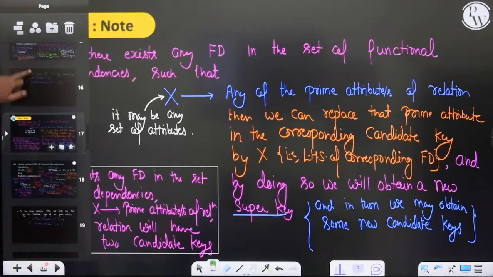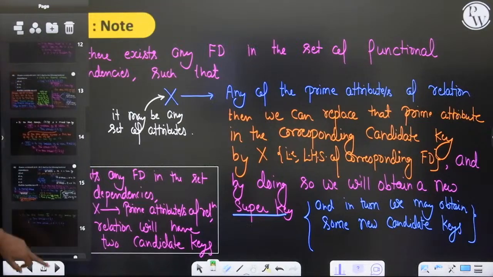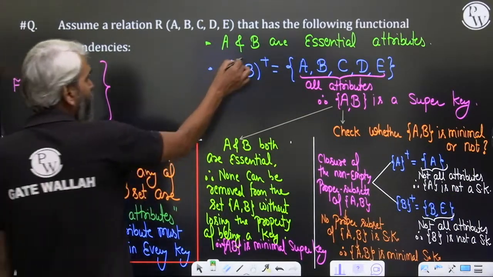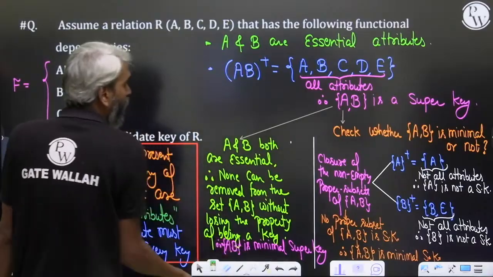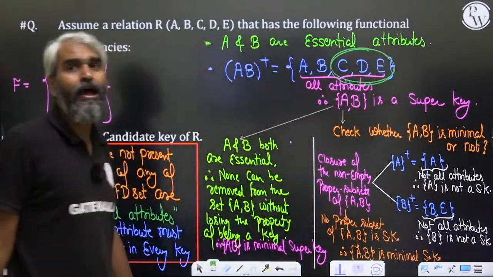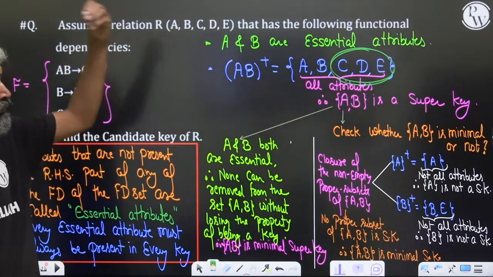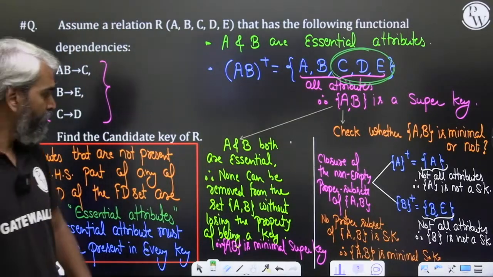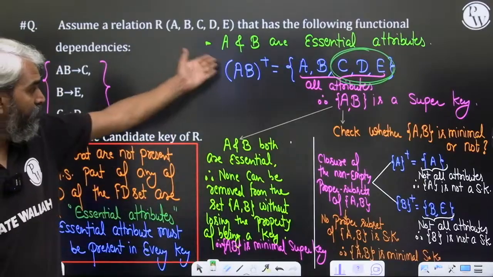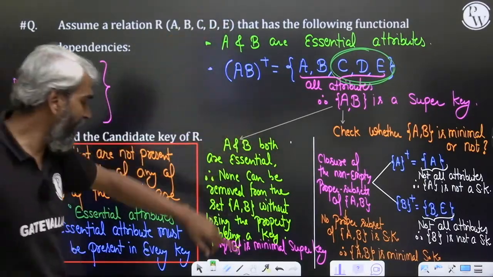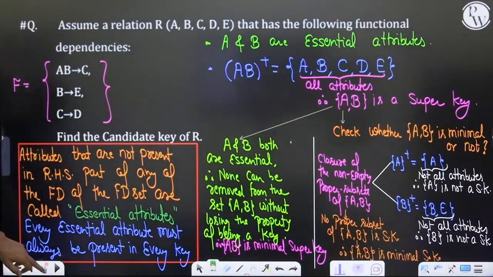Sir, here the essential attributes were A and B. Now, in the closure, apart from A and B, C, D and E are present. So C, D and E will never be present in any candidate key of the relation. It just happened that, sir, the candidate key happens to be AB only. C, D are not required in any candidate key.